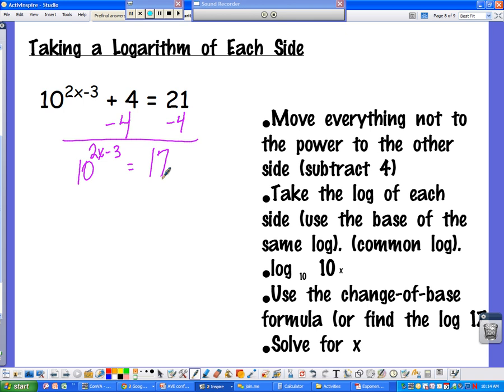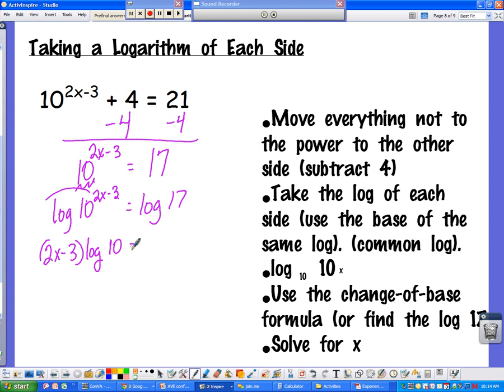Okay? So now that on the left side everything's being raised to the power, the base of my exponent is 10. So I'm going to do log. Now remember, base 10, that's a common log, so I don't have to write it. Log of 10 to the 2x minus 3 equals log 17. So the exponent comes out front. So 2x minus 3, we're going to put it in parentheses, just to make sure we know that it's the whole thing, times log base 10 equals log 17. Now remember, when the base of the log and the number are the same, they cancel out. So I get 2x minus 3 equals log 17.